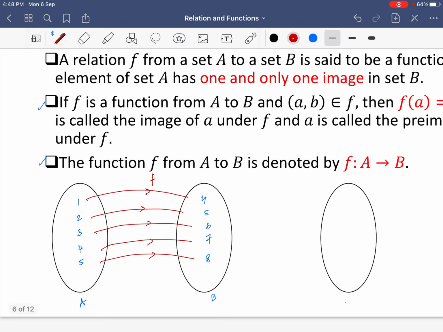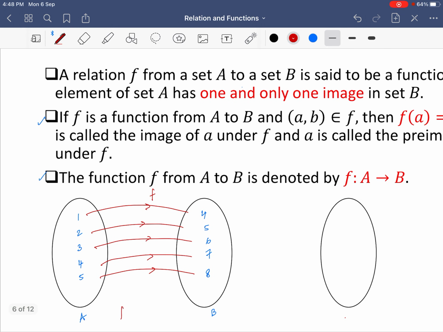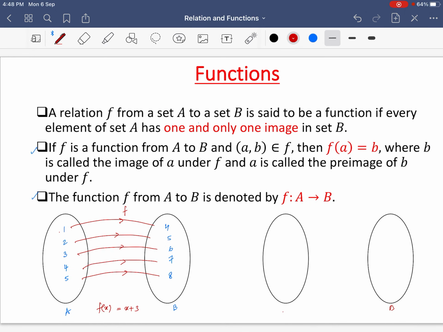Now if you look carefully, this function is nothing but f(x) = x + 3. How x plus 3? You see, if you put x as 1, you get 1 plus 3, 4. If you put x as 2, you get 2 plus 3, that is 5. So in this way you will get each element of B by adding 3 to the corresponding element of A. This is how we get to know how a relation can be a function.